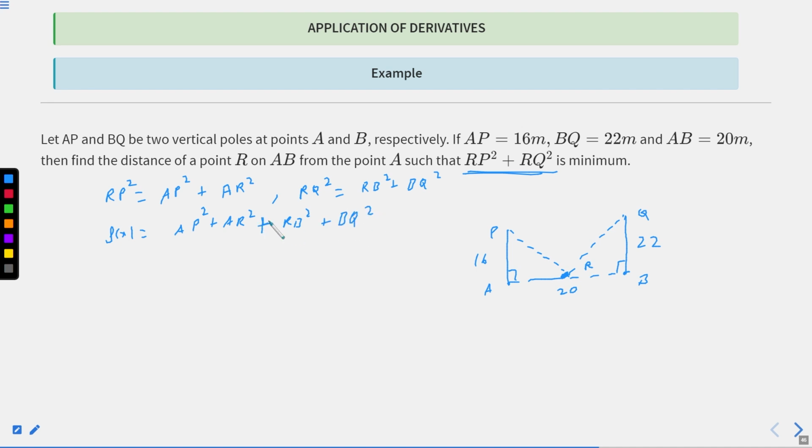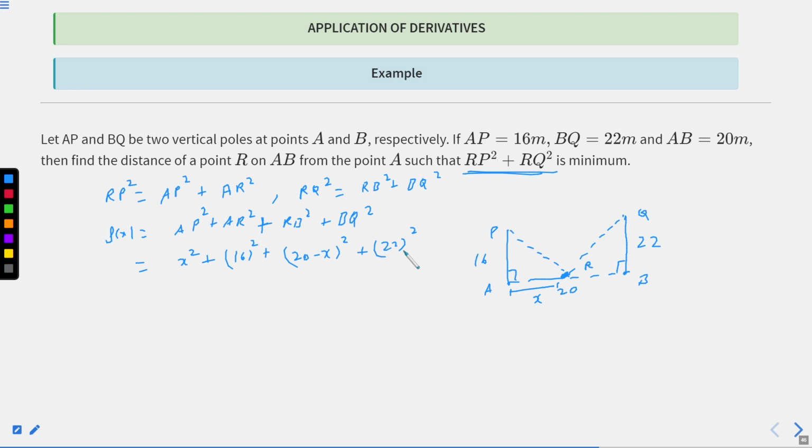Okay, now what will happen? Now AR we don't know yet. Let AR be X. So AR is just X, so it will be X square. Now what about AP? AP is 16 square. Now RB will be 20 minus X. Now plus BQ, BQ is 22 whole square.